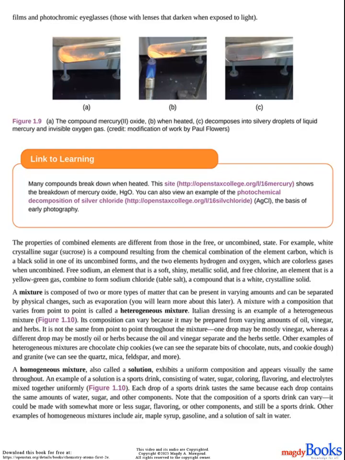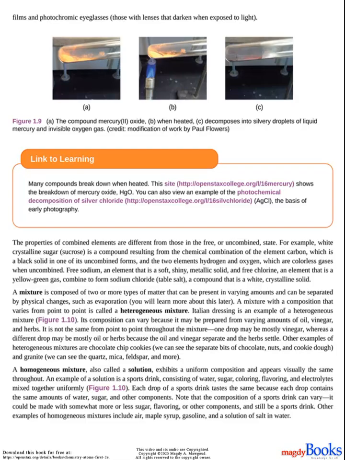For example, white crystalline sugar, sucrose, is a compound resulting from the chemical combination of the element carbon, which is a black solid in one of its uncombined forms, and the two elements hydrogen and oxygen, which are colorless gases when uncombined. Free sodium, an element that is a soft, shiny, metallic solid, and free chlorine, an element that is a yellow-green gas, combine to form sodium chloride, table salt, a compound that is a white, crystalline solid.